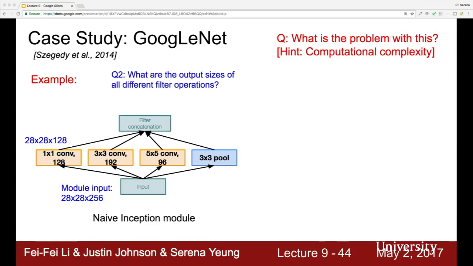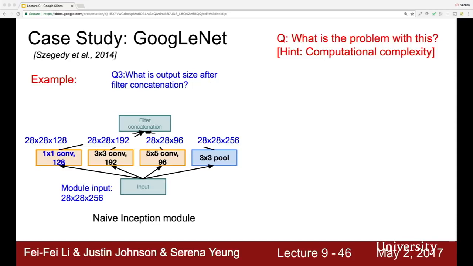Okay, and now if we do the same thing and look at the output sizes of all of the different filters here, after the 3x3 conv we're going to have this volume of 28 by 28 by 192. After the 5x5 conv, we have 96 filters, so 28 by 28 by 96. And then our pooling layer is just going to keep the same spatial dimension. The pooling layer will preserve the depth, and because of our stride, we're also going to preserve the spatial dimensions.